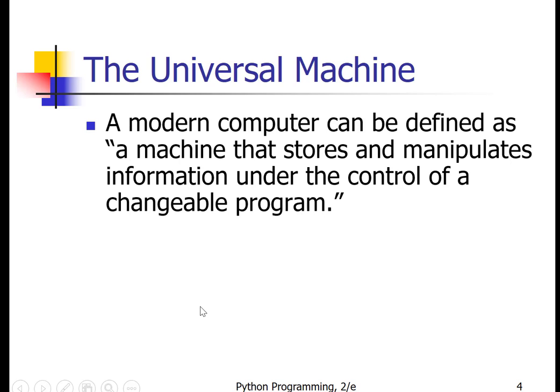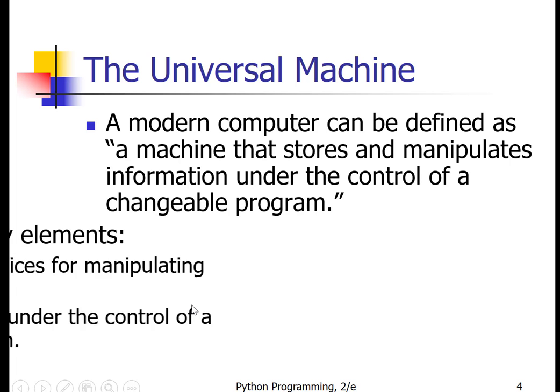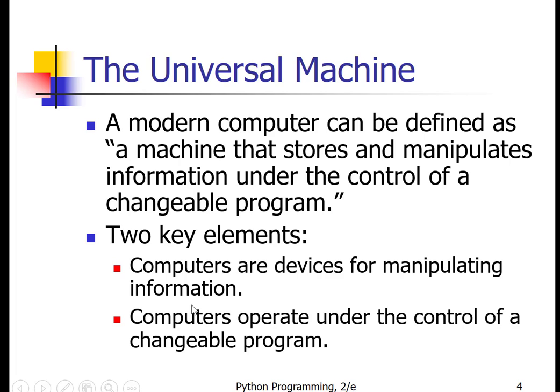So a modern computer can be defined as a machine that stores and manipulates information under the control of a changeable program. Two key elements are computers are devices for manipulating information, and computers operate under the control of a changeable program.